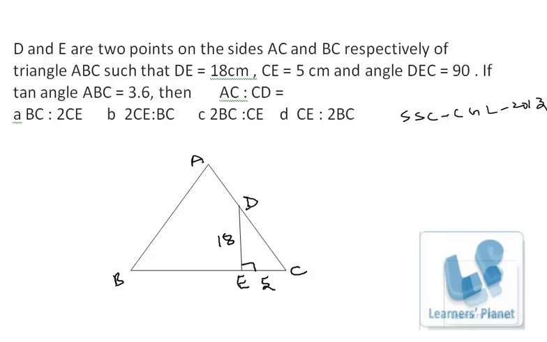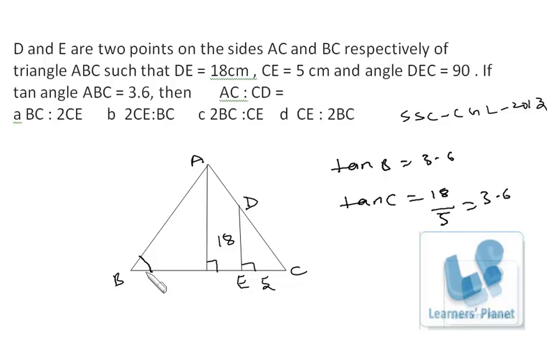That means we need to draw one more line over here that will be parallel to line DE. Okay, so this also is 90°. Okay, now tan B is given to us as 3.6, right? Tan B is 3.6 and tan C can be calculated as perpendicular by base, that is 18 by 5, and that is also 3.6. That means this angle and this angle are the same. That means this triangle ABC is an isosceles triangle.